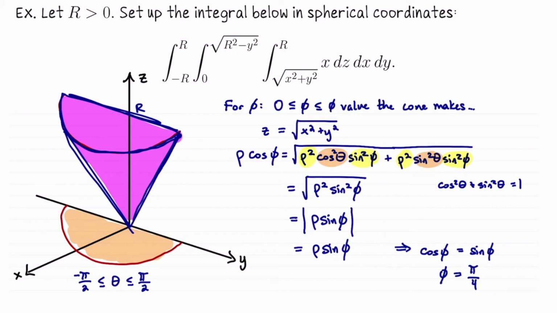Okay, at this point you might have lost track of what we're doing, but we were trying to find the domain for phi. So now we can say that phi is between 0 and pi over 4. Let me just add that to our bounds down here. So 0 is less than or equal to phi is less than or equal to pi over 4. Okay, all that remains is to figure out rho.